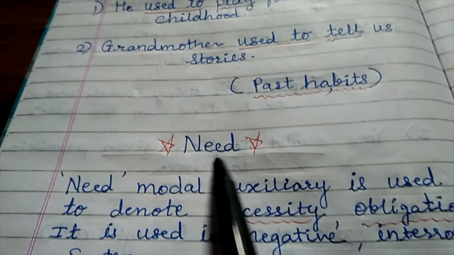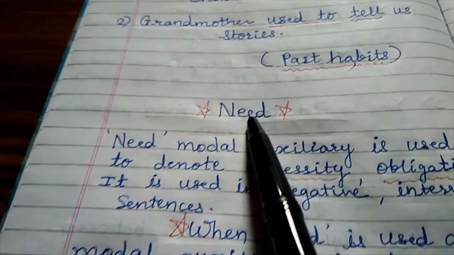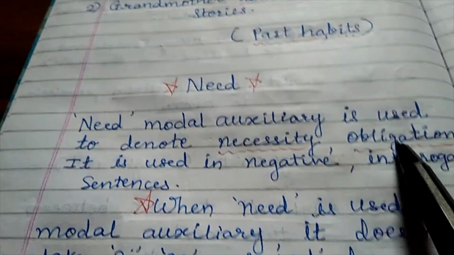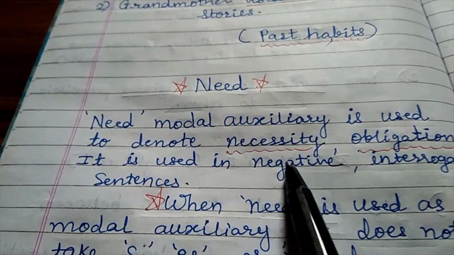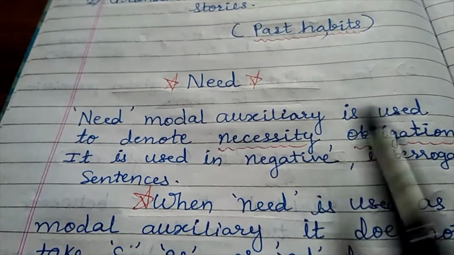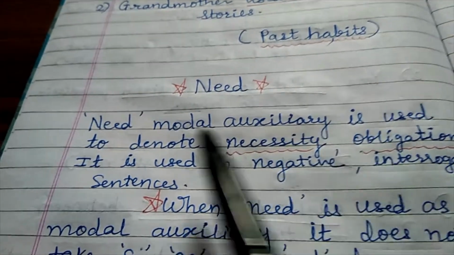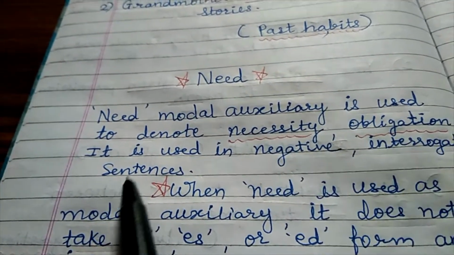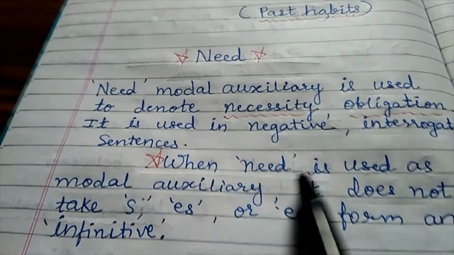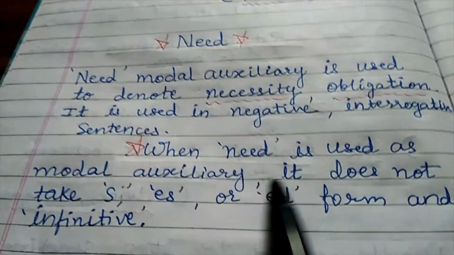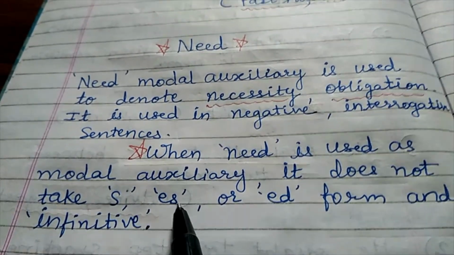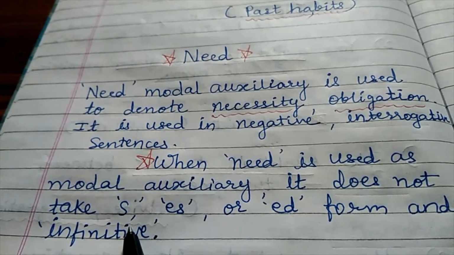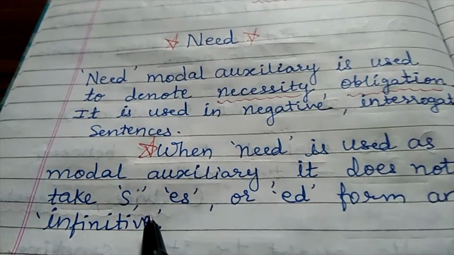Now let's see the next modal auxiliary, that is need. The modal auxiliary need is used to denote necessity, obligation. Means to show necessity or obligation, the modal auxiliary need is used. It is used in negative and interrogative sentences. When need is used as a modal auxiliary, it does not take s, es or ed form, and infinitive. Let's learn with some example sentences, then you can understand better.